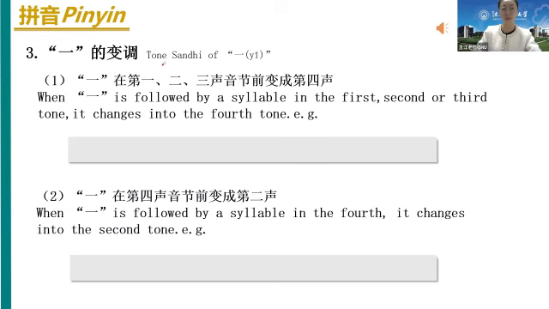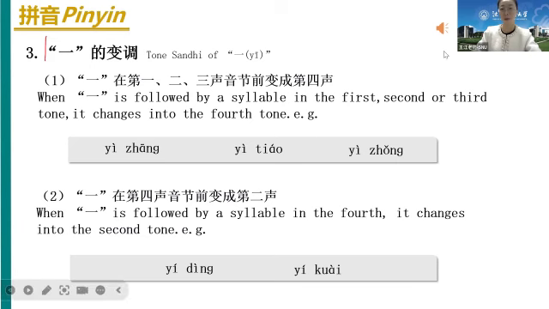One of the rules of the tone sandhi of 一. Okay, so please take a look at this sentence: 一的变调, the tone sandhi of 一. It means one, right? So how many tones does this Chinese character have?